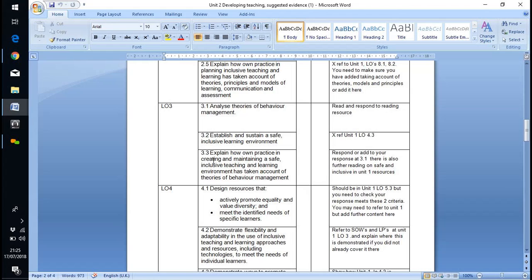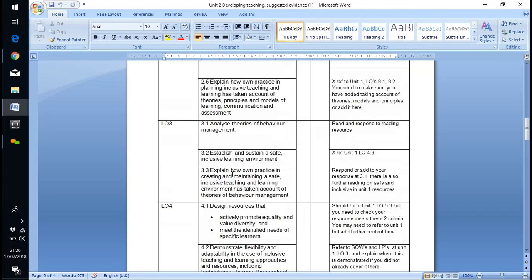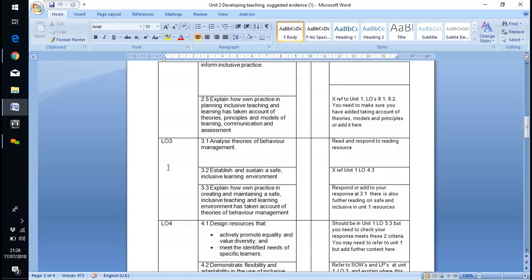Explain how your own practice in creating and maintaining a safe, inclusive teaching and learning environment, which you covered in Unit 1, has taken into account the theories of behaviour management. So basically, what you've written at 3.1 is more or less correct, and it covers most of 3.3. I've added there, respond by and add to your response at 3.1 if necessary. So what I would do is have a look at the resource on safe and inclusive teaching environment on the resources on Unit 1 and see whether you need to add anything or not, because I don't think you do actually. I think you've covered it pretty well.